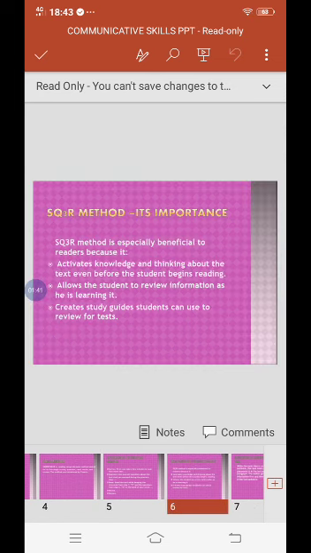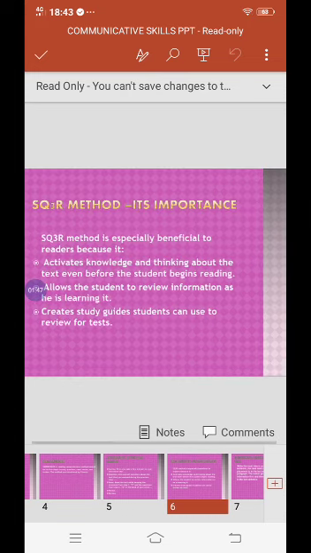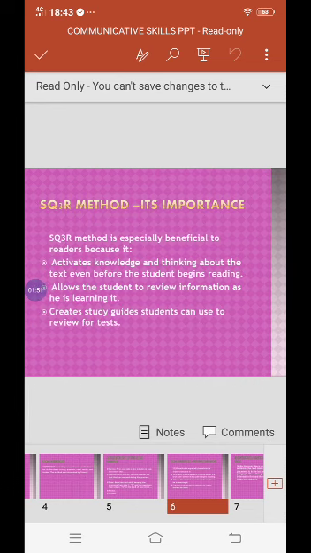Next is the SQ3R method and its importance. This method is beneficial to readers because it activates knowledge and thinking about the text even before the student begins reading. It allows the student to review information as he is learning it. It creates study guides which students can use to review for tests.